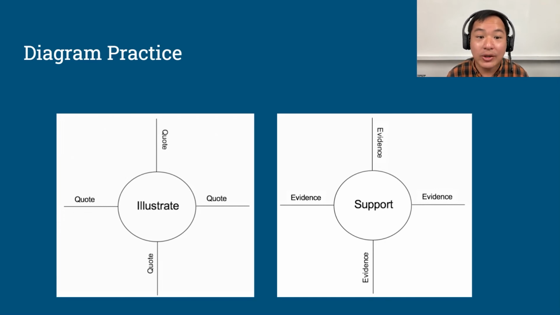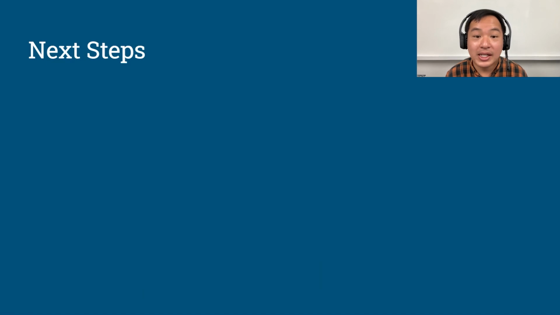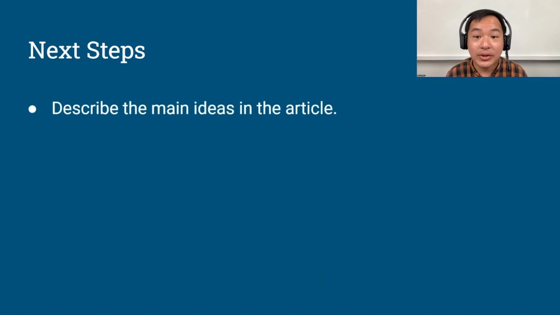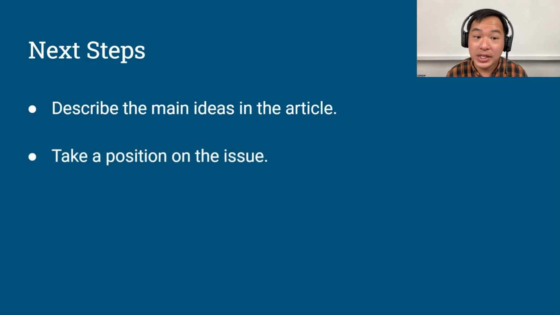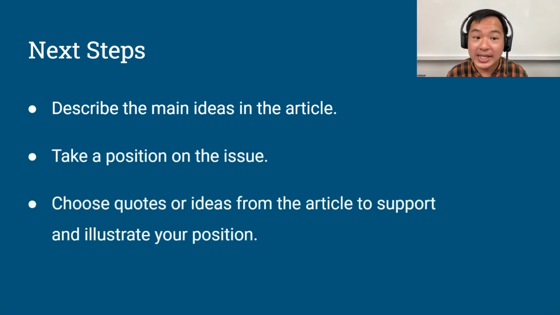Understand that you will encounter some of the same or other thinking verbs, and each diagram will include different information. Seen here, you will look for quotes to illustrate and evidence to support. With your diagrams, describe the main ideas in the article. Take a position on the issue, and then choose quotes or ideas from the article to support and illustrate your position.